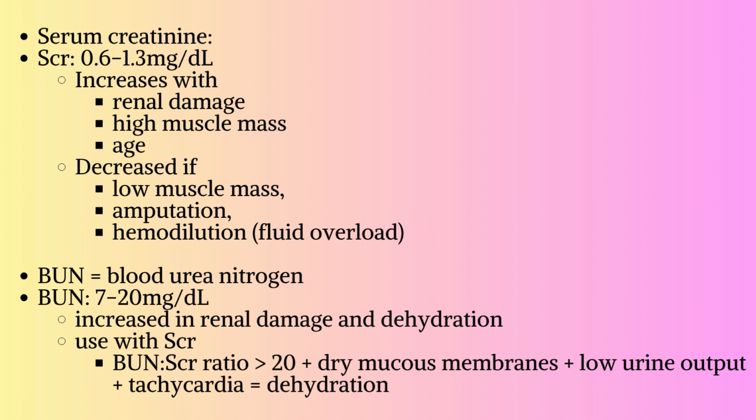Several tests are used to measure renal function. An indicator of renal function is serum creatinine. Serum creatinine is the byproduct of creatine phosphate, which is used for energy in muscles. It's produced at a constant rate and is removed from the blood by the kidneys. Increased blood levels indicate a reduction in renal function.